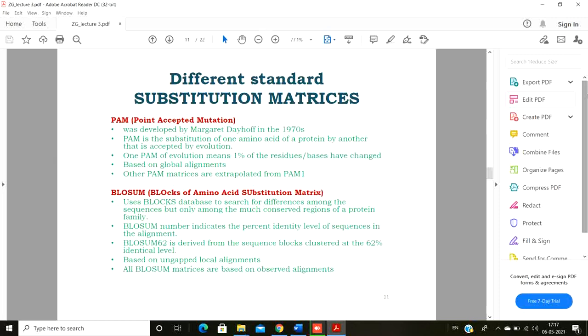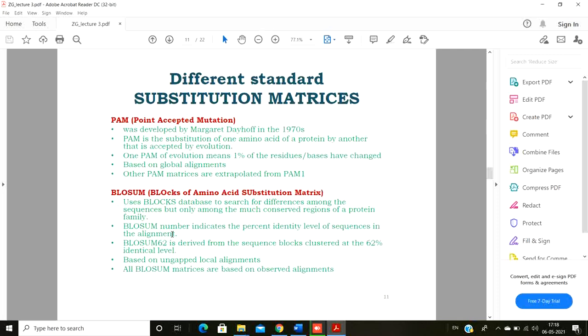So that is PAM, and PAM is based upon the global alignment, the alignment of the whole sequence taken as a whole. Similarly, there is another matrix known as BLOSUM. What is BLOSUM? As the name suggests, it is the blocks of amino acid substitution matrix. It is also similar to PAM, and the BLOSUM number indicates the percentage identity level of the sequences in the alignment.